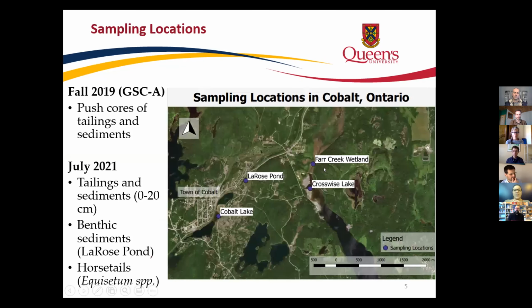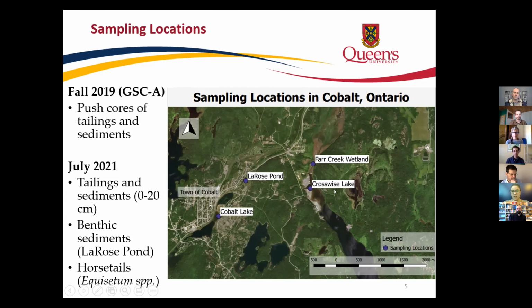All right, so here are my 4 sampling sites. In the fall of 2019, push cores were collected from these 4 sites by the GSC Atlantic, and this was prior to my master's starting. In July of 2021, I was able to get to the field myself, and I collected tailings and sediments from these 4 sites. At LaRose Pond, near the center of the map there, I collected 3 benthic sediments from the pond using a benthic sampler. I also collected horsetail samples from the 4 sites.